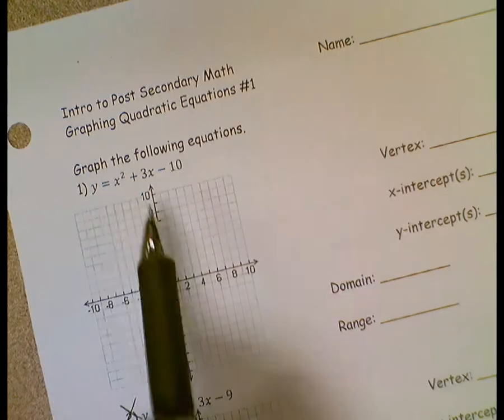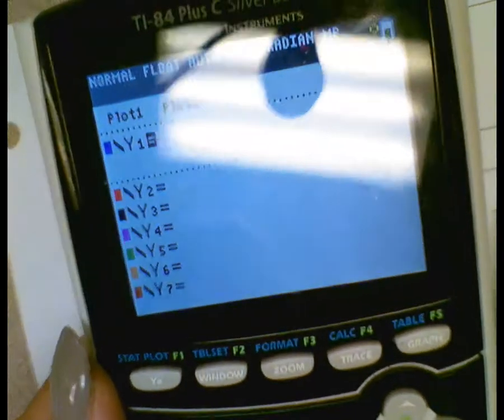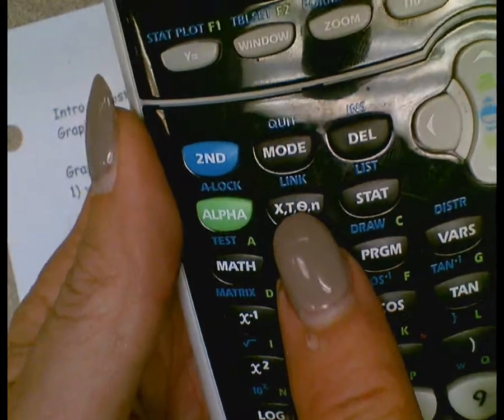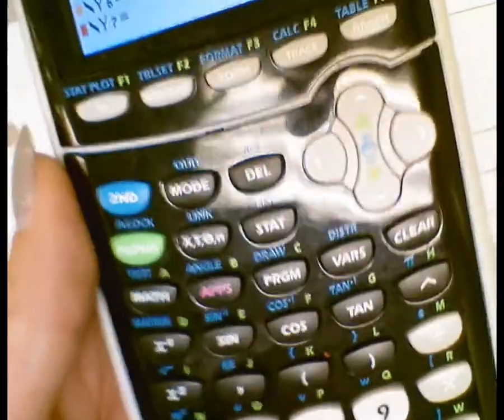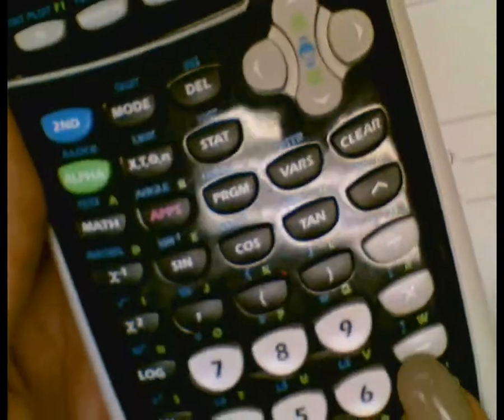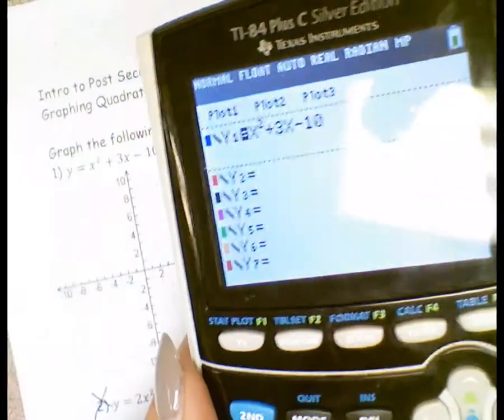So you have to graph this. In order to graph this, first of all, we need to get it in our graphing calculator. So let's go to y equals and type in x. Now here's where the x is. If you're not sure where the x is, it's right there. So type in x squared plus 3x, there's x again. Make sure you press minus and not negative. Minus 10. So it looks like that.